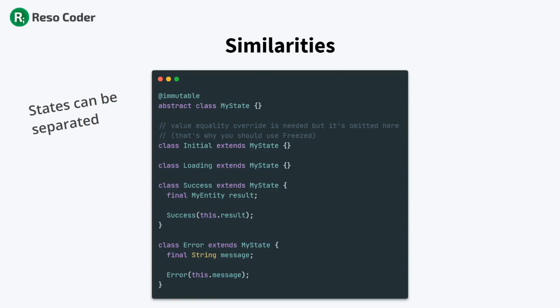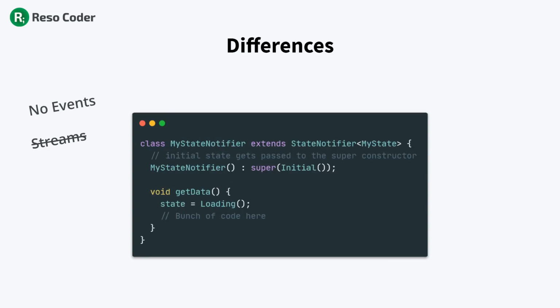This means that the state classes which we have used for Bloc are just as valid for use with a StateNotifier. So again, here are the same states which we have created for the Bloc package. On the contrary to the Bloc package though, StateNotifier does not have a concept of events. Instead, you create regular methods inside the class of the StateNotifier, just like if you were using a ChangeNotifier. And also, of course, StateNotifier does not use streams.